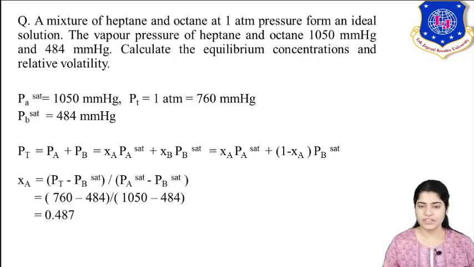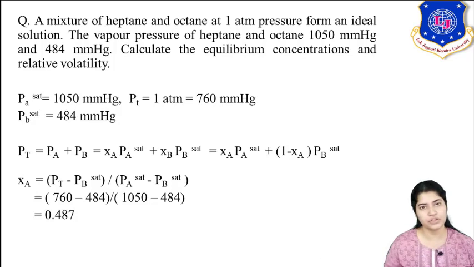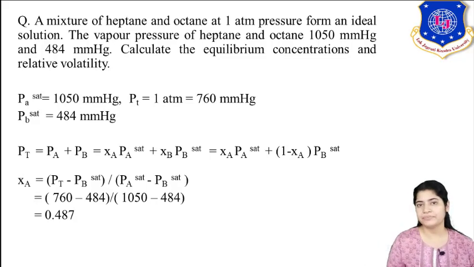Now starting with it. The mixture of heptane and octane is at 1 atm pressure. So what is 1 atm here? It is your total pressure at which the mixture is kept. So PT is 1 atm. Here the units must also be learned by heart: 1 atm is equal to 760 mmHg. So now I have data of vapor pressure and total pressure. Now substitute the values.